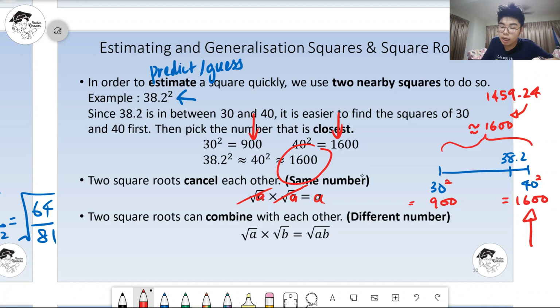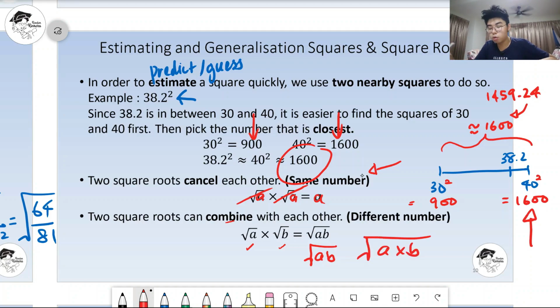Okay? Only the same number can do, different number, different story. Different numbers you can combine with each other. So instead of having square root A and square root B, you can put them together to make square root AB, because it actually means A times B inside the square root. So maybe it's easier for you to do.